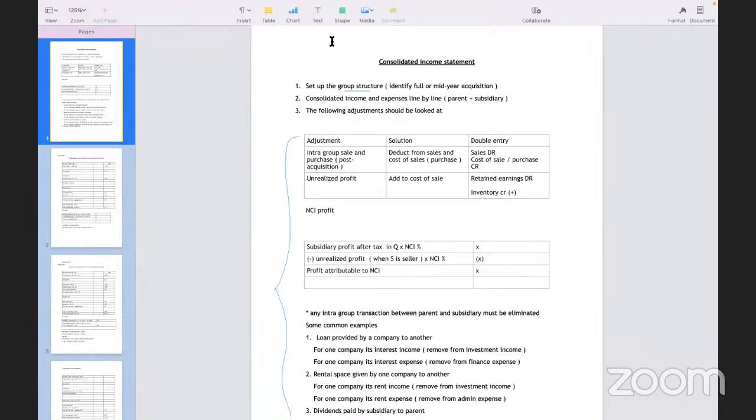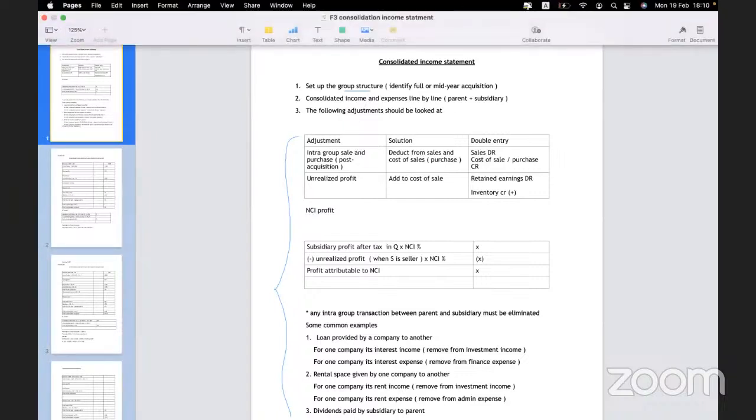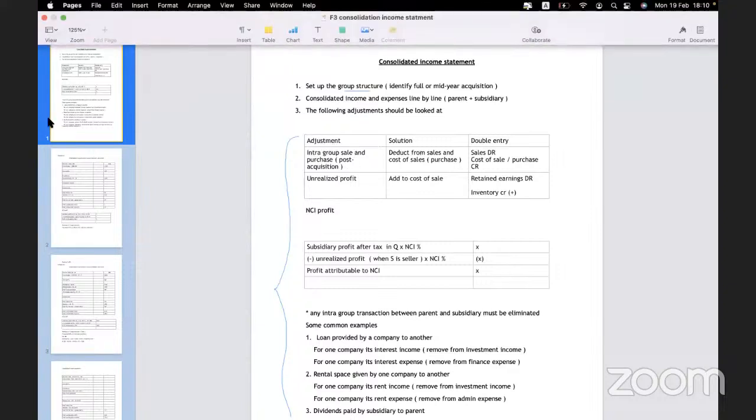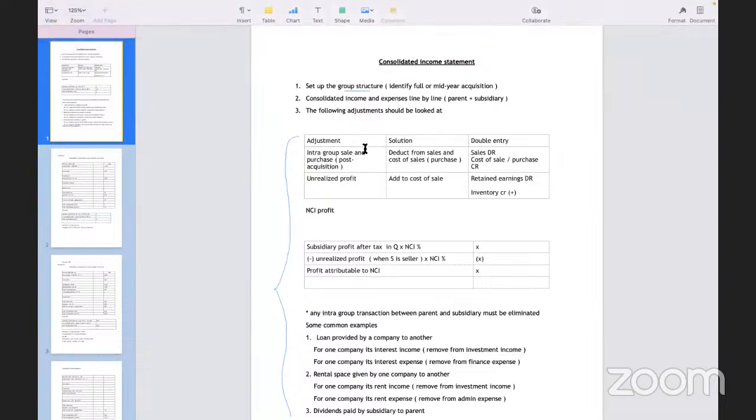So normally, in the paper, if the income statement is tested, 100% I can confirm that these 2 adjustments will definitely come. One adjustment is called intra-group sales and purchases. That means one company is selling stock to another company. So what do we do? We eliminate it. When one company does sales with another company, we call that intra-group sales and purchases.